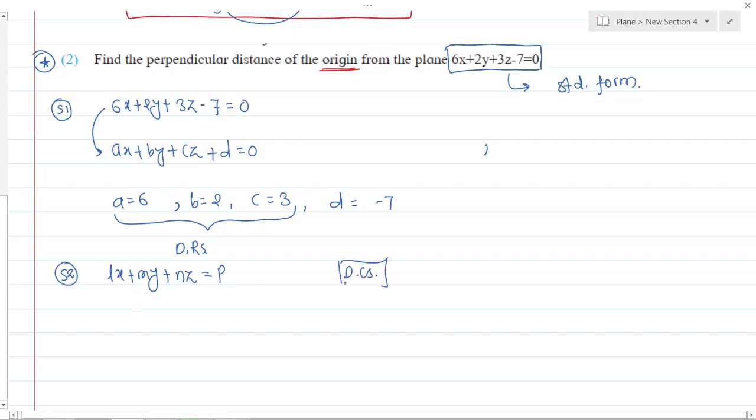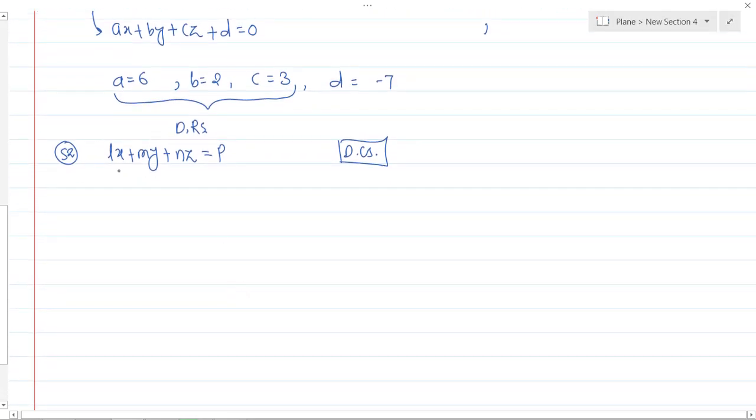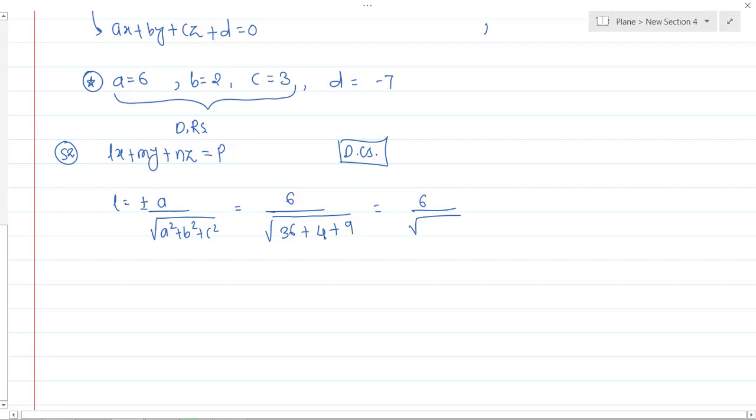So based on this also we have seen so many questions. So now how can you get the value of L, M, N from A, B, C? You know the relation: L is equal to A upon root of A square plus B square plus C square, which is equal to 6 divided by root of 36 plus 4 plus 9. So this is equal to 6 upon root of 49. So it becomes 6 by 7.